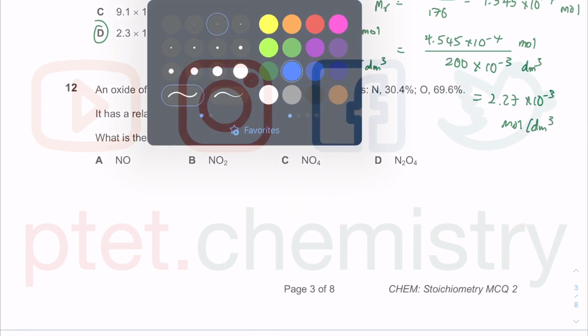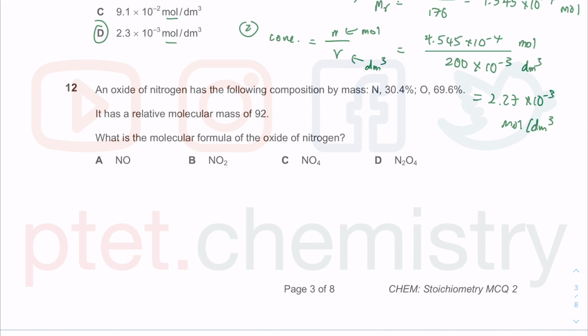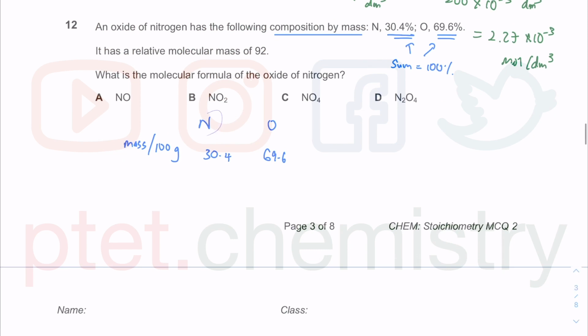Question 12, what do we have in question 12? Oxide of nitrogen, percentage composition by mass. These percentages add up to 100%. That's because you only have two substances, N and O. If you think about the mass per 100 gram, because these percentages add up to 100%, just like your percentage in an exam or in a test, this is out of 100 gram. These are the percentage by mass. So out of 100 gram, you have 30.4 gram of, oops, I got it the other way round. You have 30.4 gram of nitrogen, and you have 69.6 gram of oxygen.